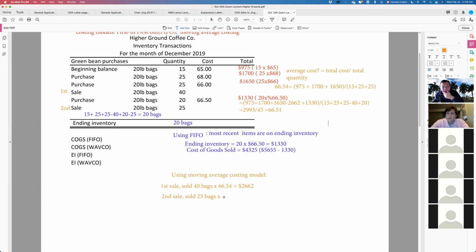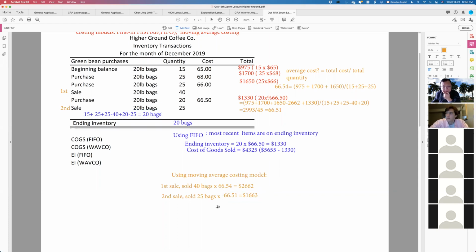Yeah. So now, when I made the second sale, I'm going to use the new average number, which is 66.51. So 66.51 times 25. So I got 1662.3. Yes.